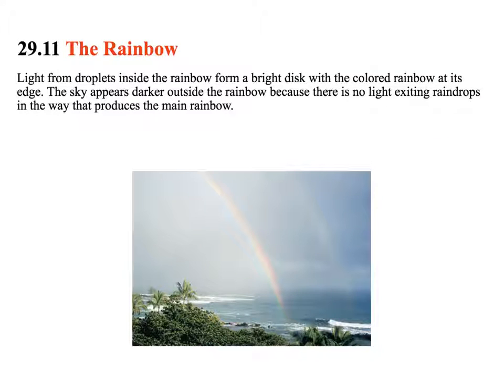Light from droplets inside the rainbow forms a bright disk with the colored rainbow at its edge. The sky appears darker outside the rainbow because there is no light exiting raindrops in the way that produces the main rainbow. So the light is not getting back here, so that's why it seems darker.